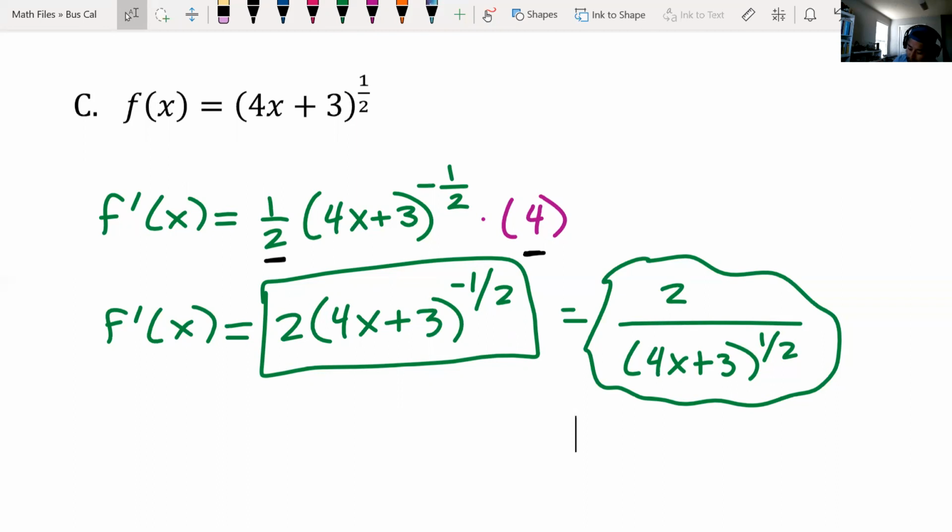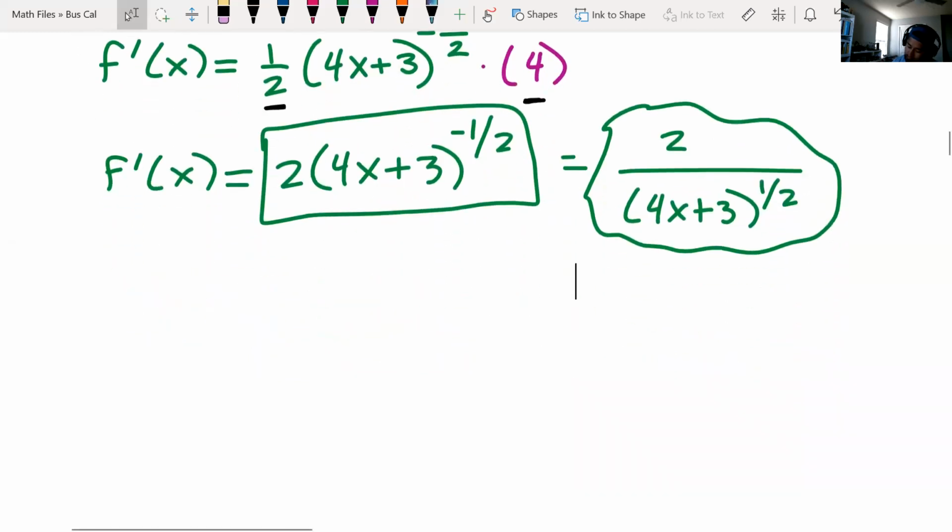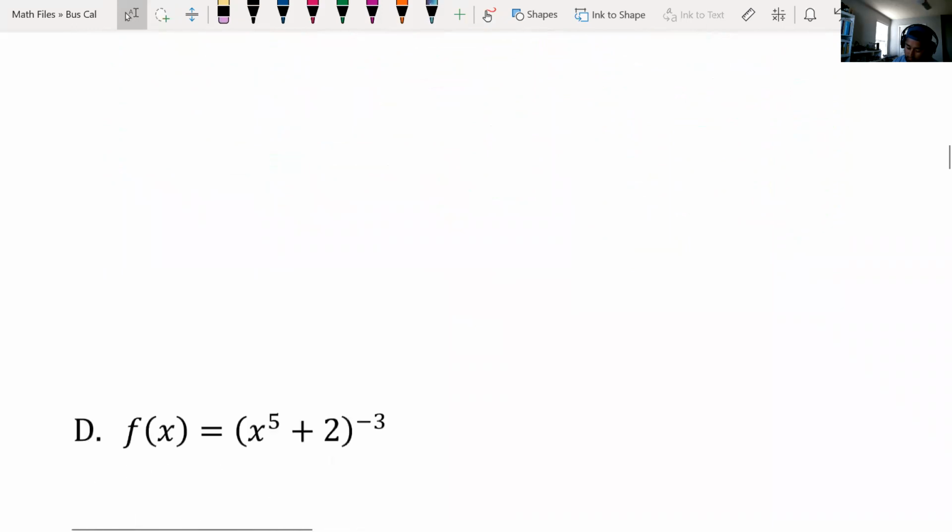Okay. Oh, wait, why did you multiply that equation by 4? Because that was the derivative of the inside. Okay. All right. What else? Any other questions on this one? Okay. So remember, it's always derivative of outside times derivative of inside. So that's what we're doing there. Again, of course, more practice.